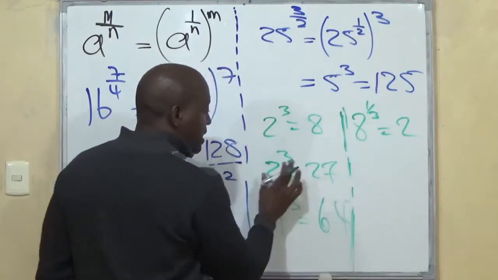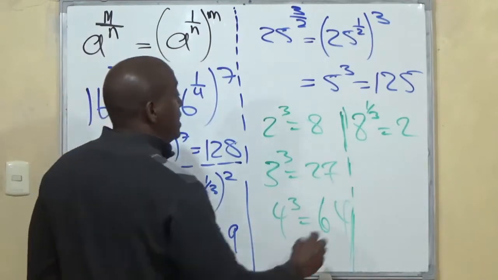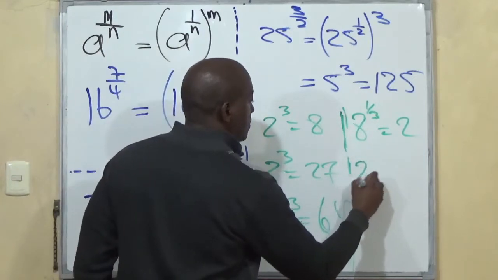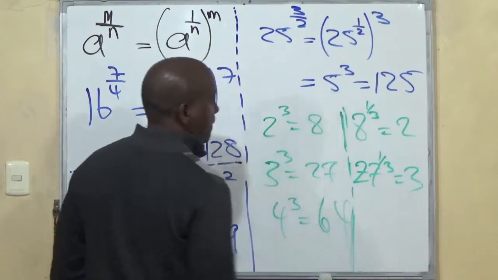Right? And if 3 to the power of 3 is 27, it means that 27 to the 1/3 is equal to 3.